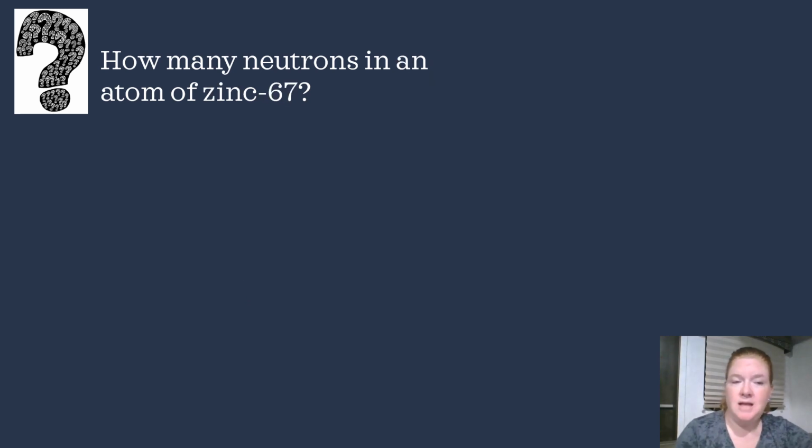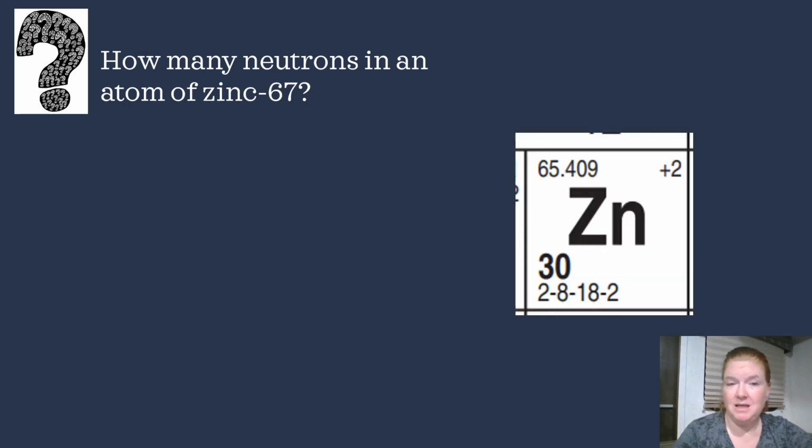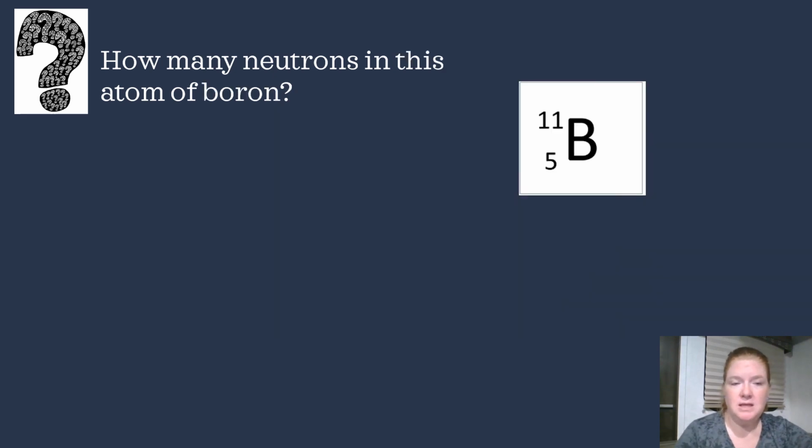How many neutrons in an atom of zinc-67? This time I wasn't given any notation, so I'm going to have to go to my periodic table and find zinc. Zn. Now I know its atomic number, 30. That 67 was the mass number, so to find neutrons, I'm going to subtract and get 37. 67 minus 30. How many neutrons in this atom of boron? So I have the notation, so I just have to do the subtraction. It's 6. I do 11 mass number minus 5 atomic number.